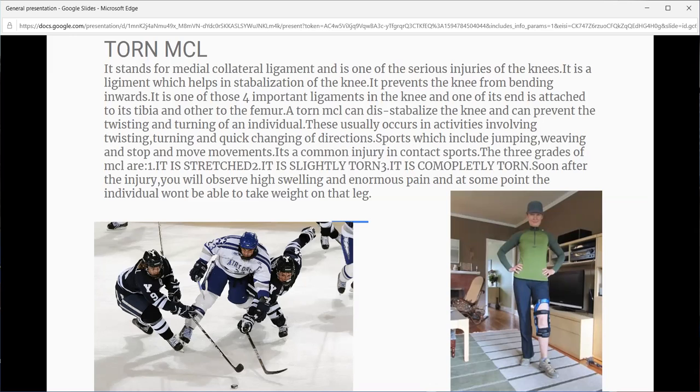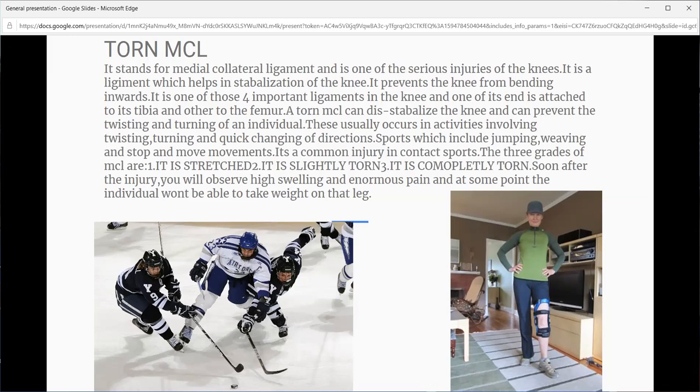It is one of the four important ligaments in the knee, and one of its ends is attached to the tibia and the other to the femur. A torn MCL can destabilize the knee and can prevent the twisting and turning of an individual. These usually occur in activities involving twisting, turning, and quick changing of directions. So, sports like basketball, any kind of sports which include jumping, weaving, and stop and move movements. It is a common injury in contact sports.